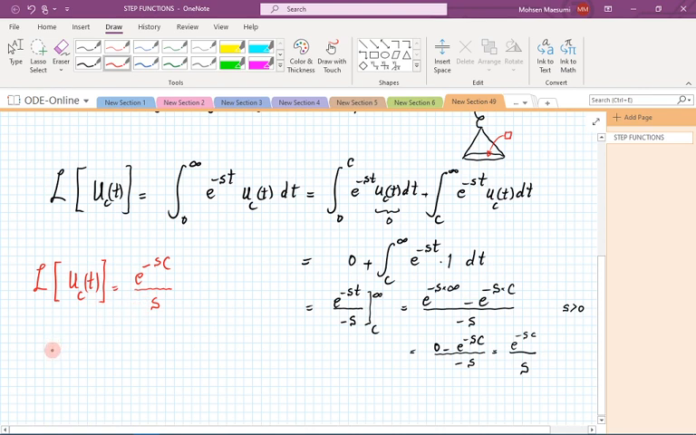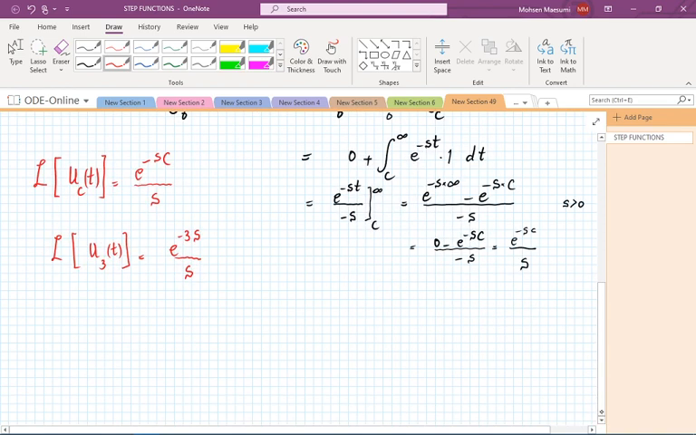Let's ask the following question: what is the Laplace transform of say u3 of t? It simply means the light is being turned on at time 3. So it's simply exponential of minus 3s over s, so that c becomes 3.